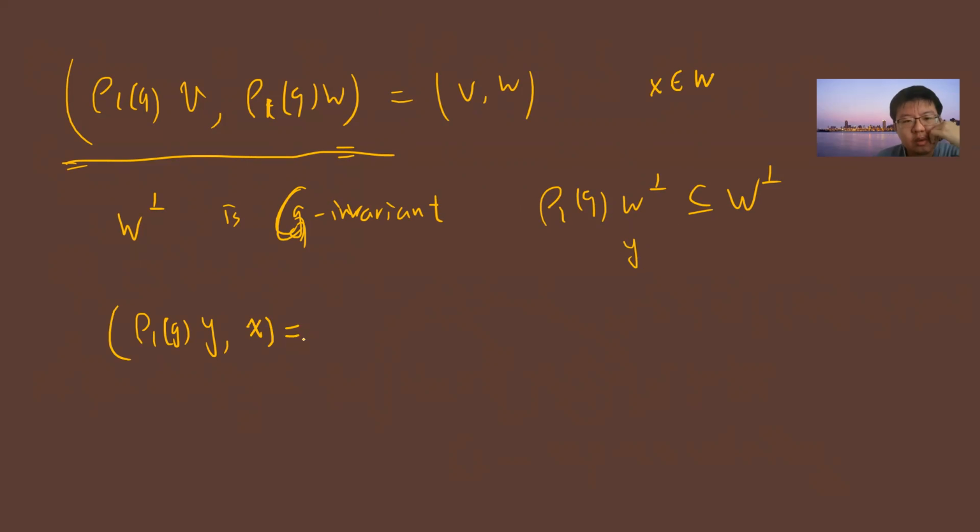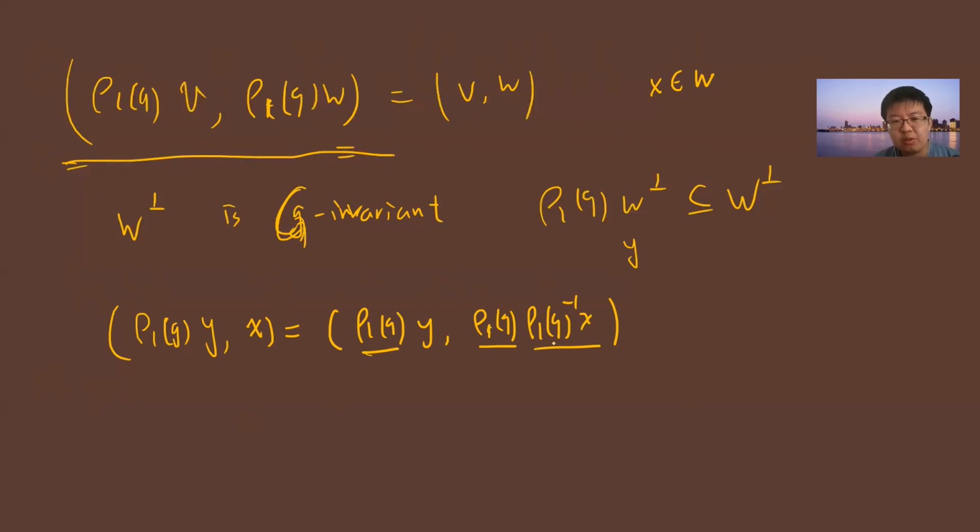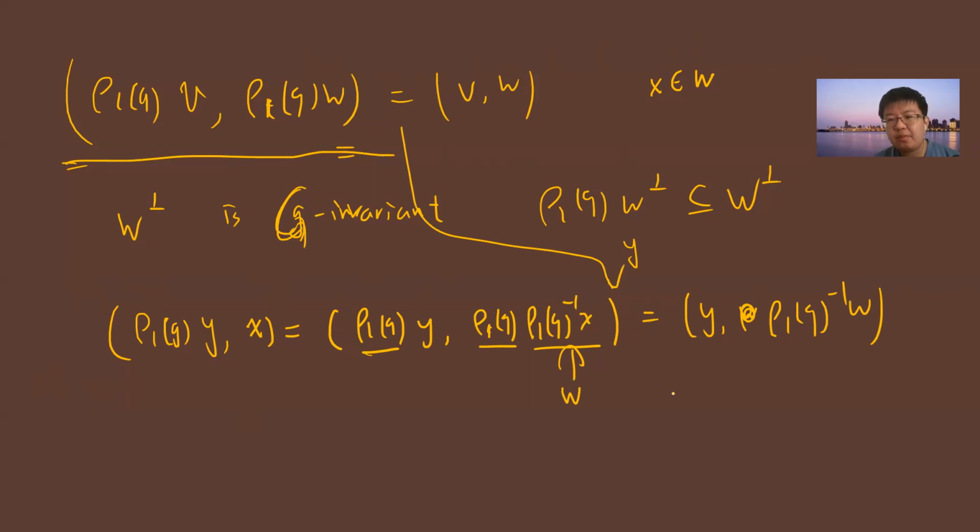This rho one G is a group representation, so it is in the general linear group, which is invertible. So you can write it as rho one G y and rho one G inverse x. Since W is G invariant, this guy is still in W. So you can write it as y dot rho one G inverse x by just using this. This is y, and this guy is inside W, and y is in W complement, so that means this is zero.